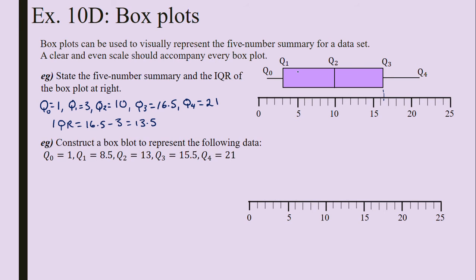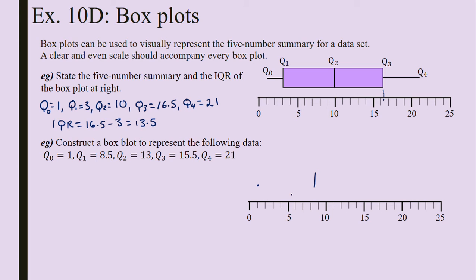We're now going to construct our own box plot to represent the following data. Okay, so we start with, from left to right, Q0, which is 1. We're going to place a dot there. Q1, the median of our lower half of the data, is at 8.5. So I locate 6, 7, 8.5. I'm going to draw a straight line there.